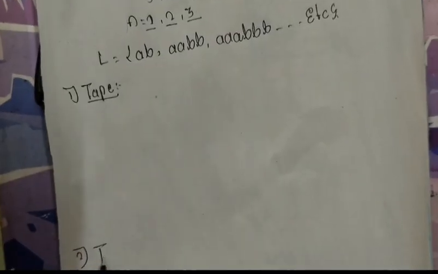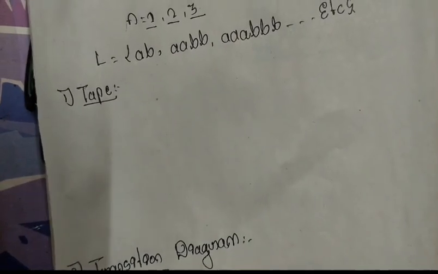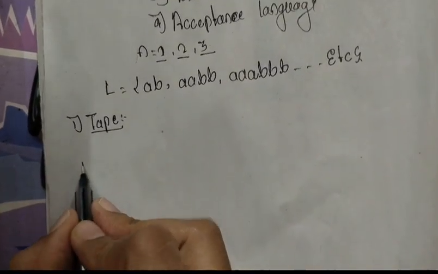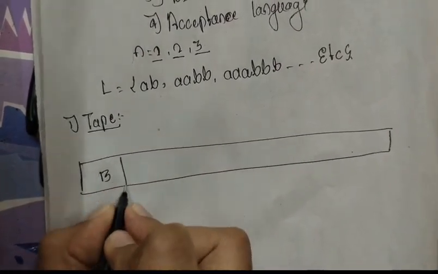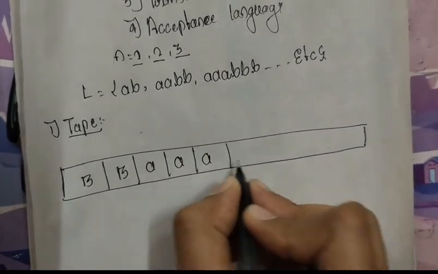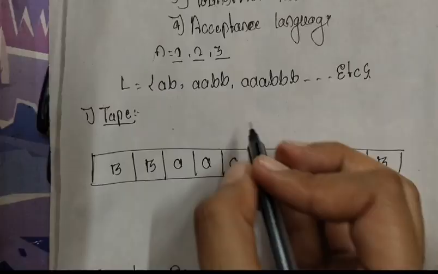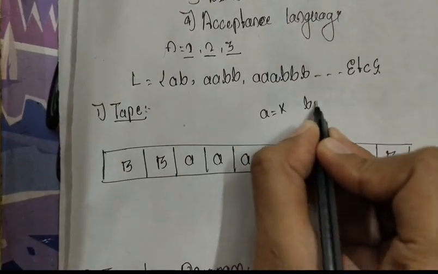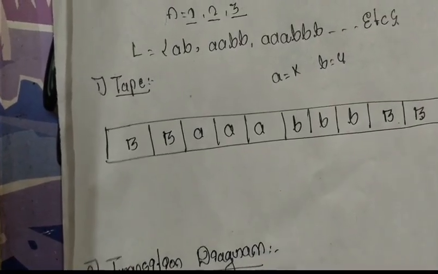Second step is the transition diagram. This is our table, starting with blank symbols, 3 times A, ending with blank symbols. The A is always replaced with X and B is replaced with Y. The diagram always starts with the q0 state.